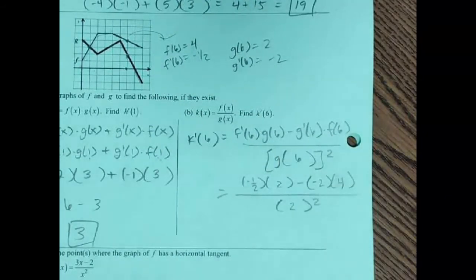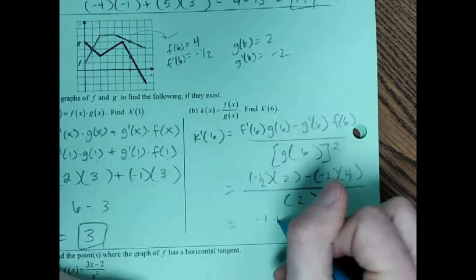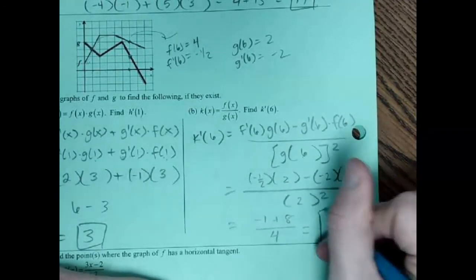So again, the derivative functions, you're pulling the slopes at those points. Make sure you're on the correct graph. The original functions, you're pulling just the y-coordinates. Also remember to be on the correct graph. All right, that's good. Here we go. Negative 1 plus 8 over 4. So it looks like 7/4 is your answer.